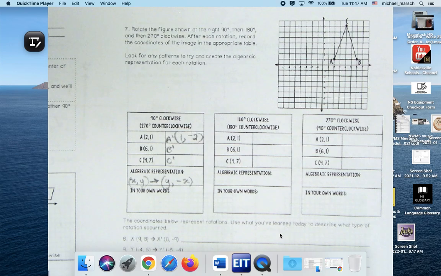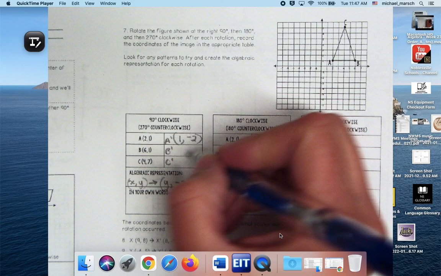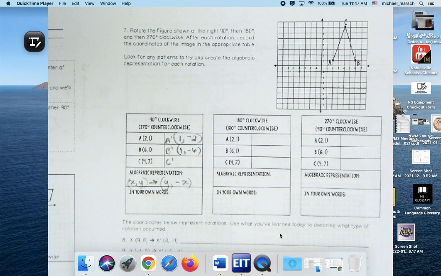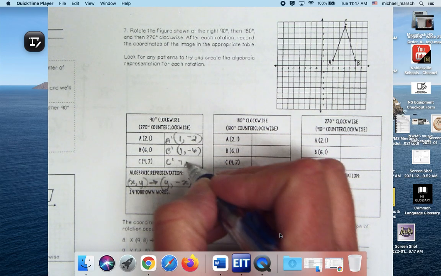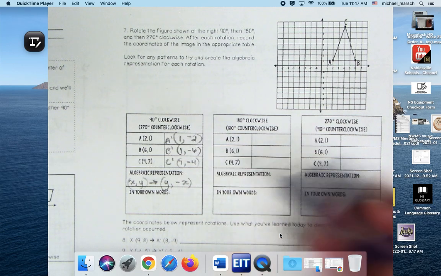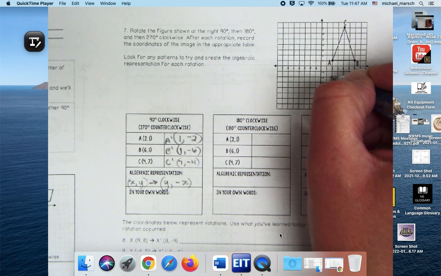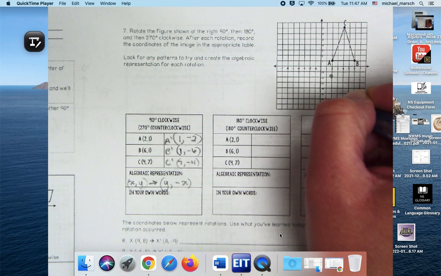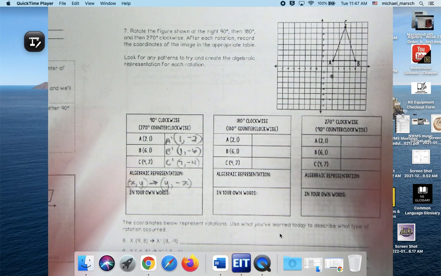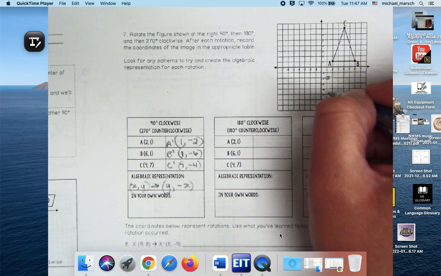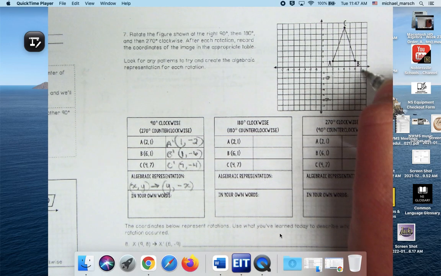So what would B prime image value be? (1, -6). Yep. And how about C prime? (7, -4). Yep. So now when I graph these, I'm going to go over 1, down 2, over 1, down 6. Oops, I went over 2 on x. That should be (1, -2), (1, -6), and (7, -4).